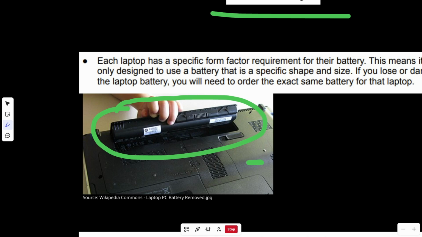You would not be able to replace a Windows laptop battery with a Mac laptop battery, for example, or you wouldn't be able to replace a Windows Model 1 laptop battery with a Windows Model 2 laptop battery, right? It has to be the exact same for the exact same laptop.